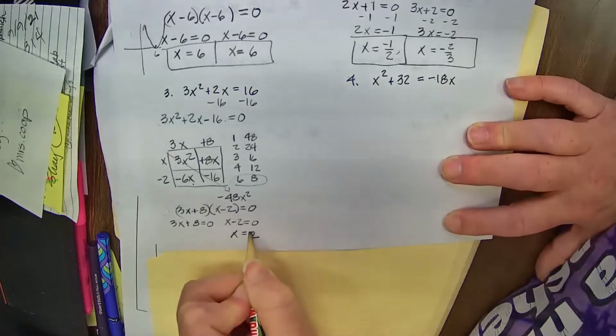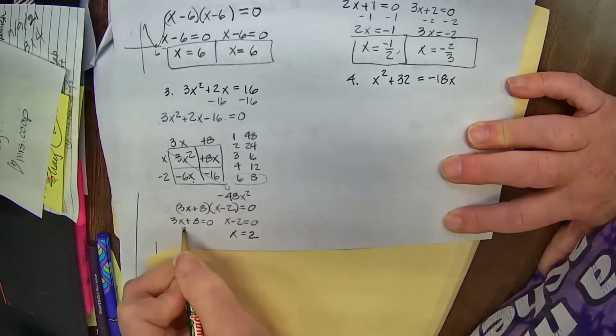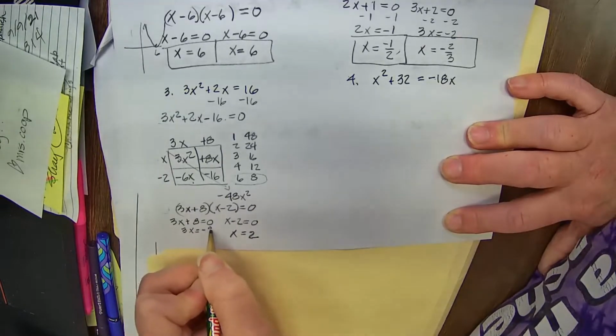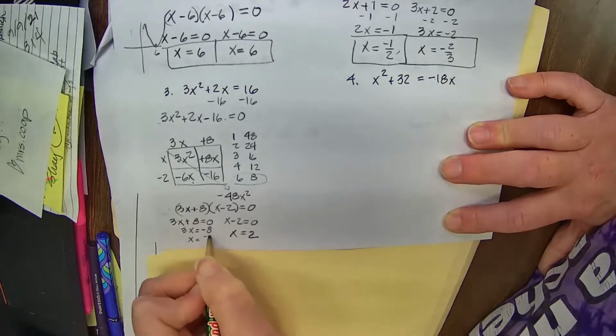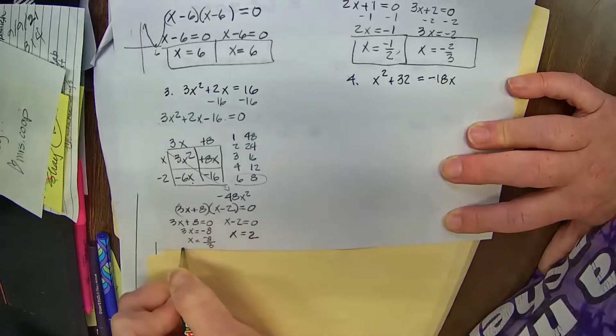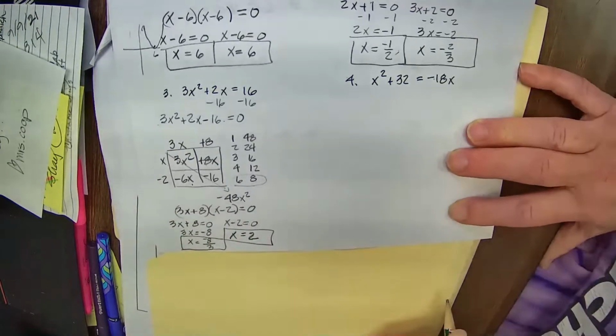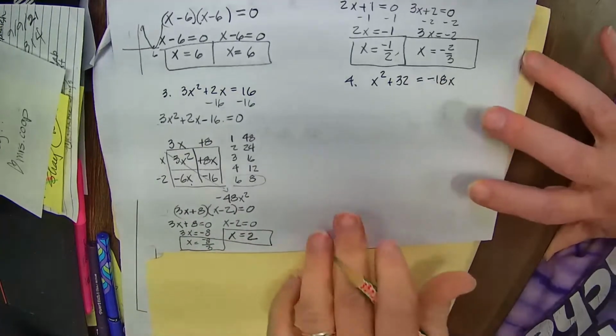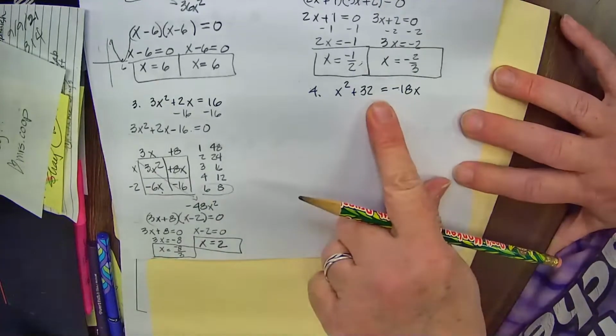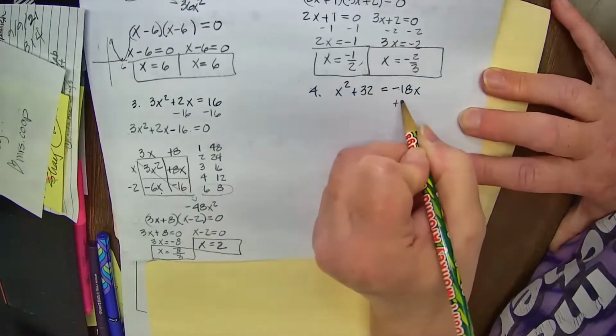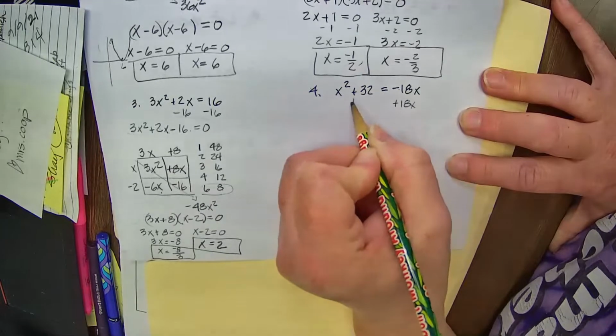So x is 2, and then 3x equals negative 8, so x is negative 8 over 3. So there are my two answers. Okay, not set equal to 0, so we need to do so. So we're going to add 18x.